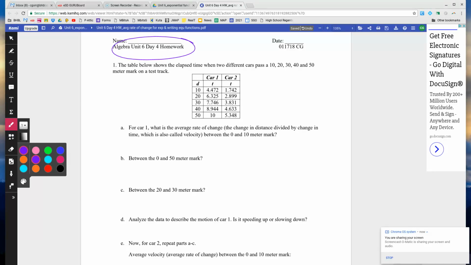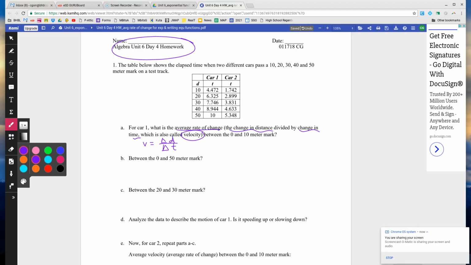So question one gives us a table that has an elapsed time with two different cars that are passing the 10, 20, 30, 40, and 50 meter mark on a test track. For car one, what is the average rate of change? They are asking me to find the change in distance divided by the change in time, which is also called my velocity. So the formula I'll be using is delta D, change in distance, over delta T, my change in time.